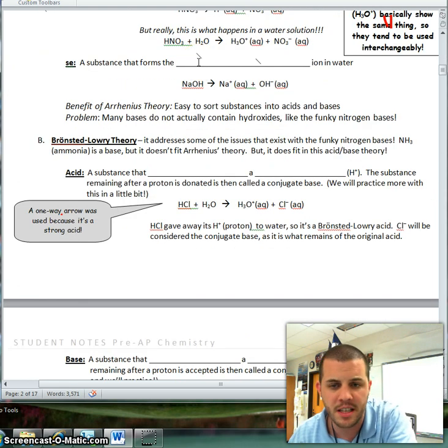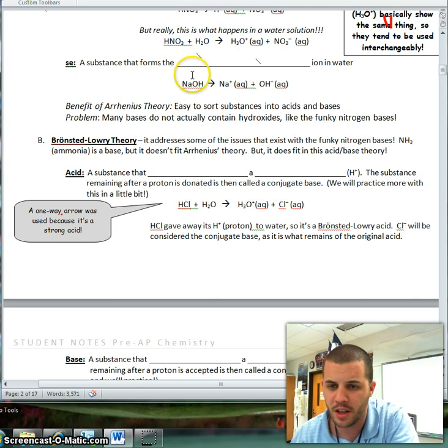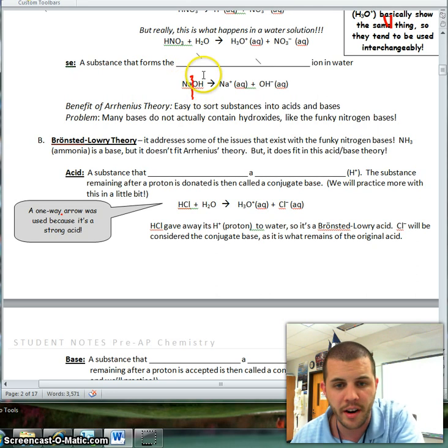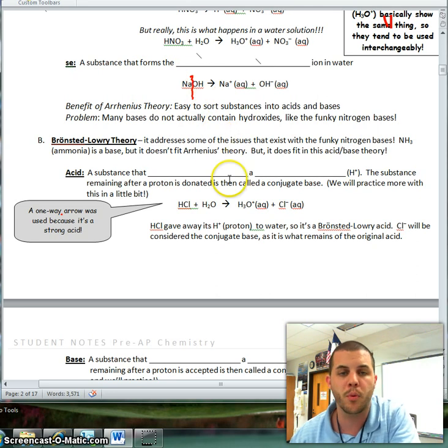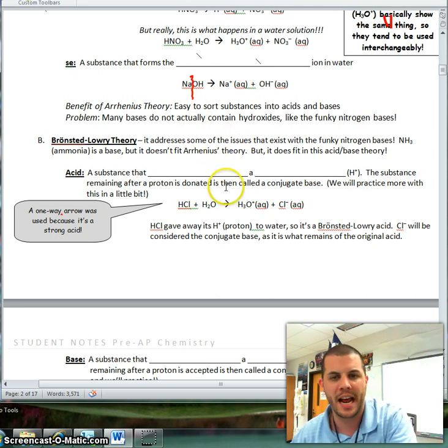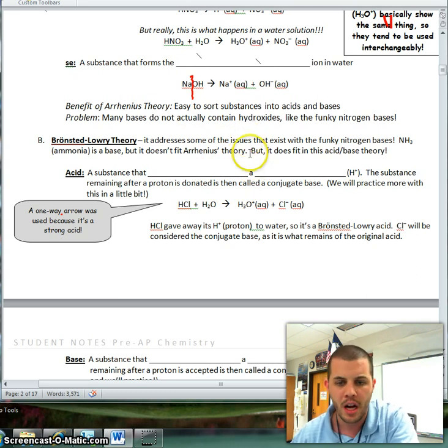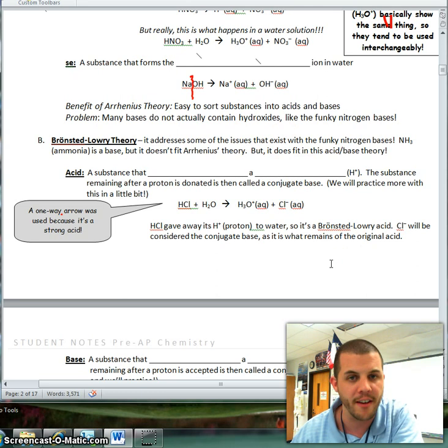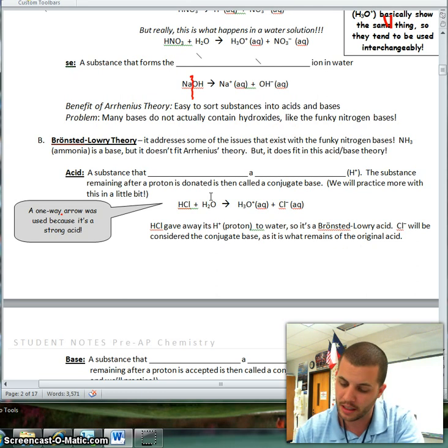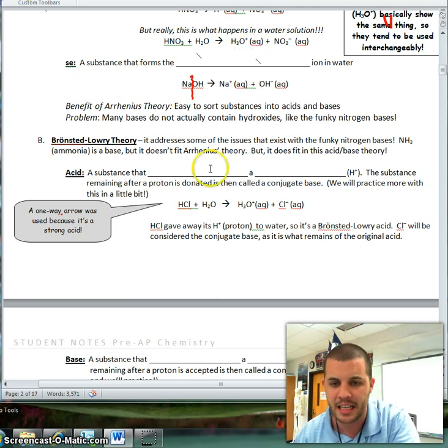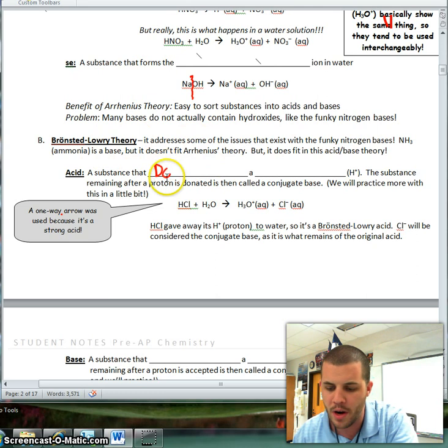Either way, a base is a substance that forms a hydroxide ion in water. So as you can tell, sodium hydroxide is going to dissociate into a sodium ion and a hydroxide ion. That gets us into what Bronsted-Lowry said about acids and bases. In fact, we're going to be talking about Bronsted-Lowry most often when we refer to acids and bases and their definition. What Bronsted-Lowry said is that an acid is a substance that donates a proton.